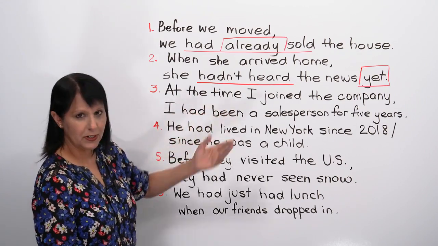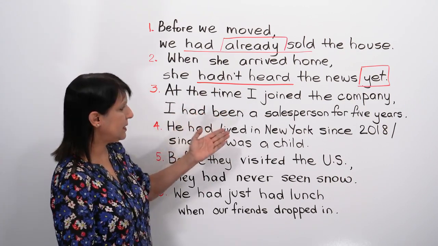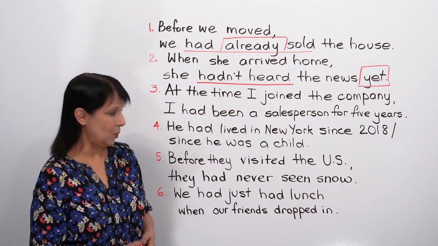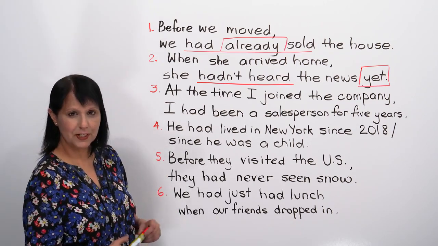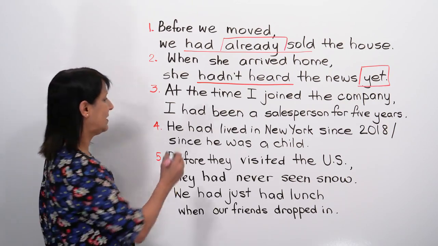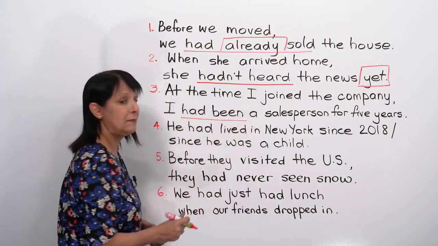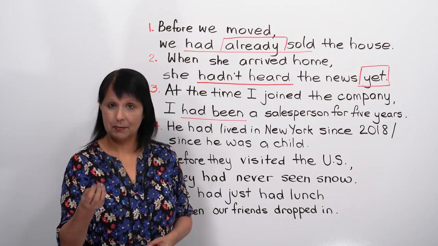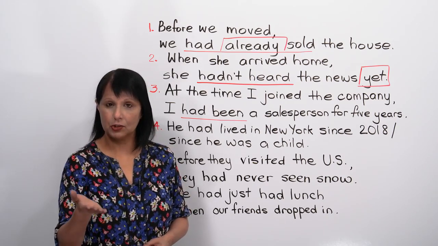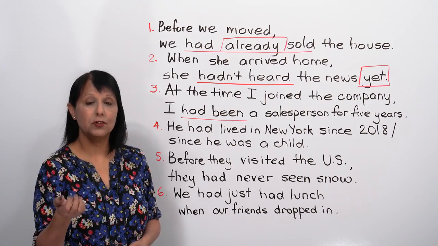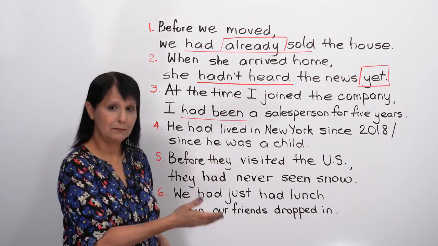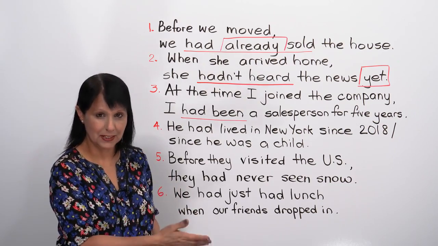Okay. Now, number 3. At the time I joined the company, I had been a salesperson for 5 years. So, where's the past perfect? I had been. Okay? I had been. This is the past participle form of which verb? The verb to be. I am, I was, I have been, or I had been.